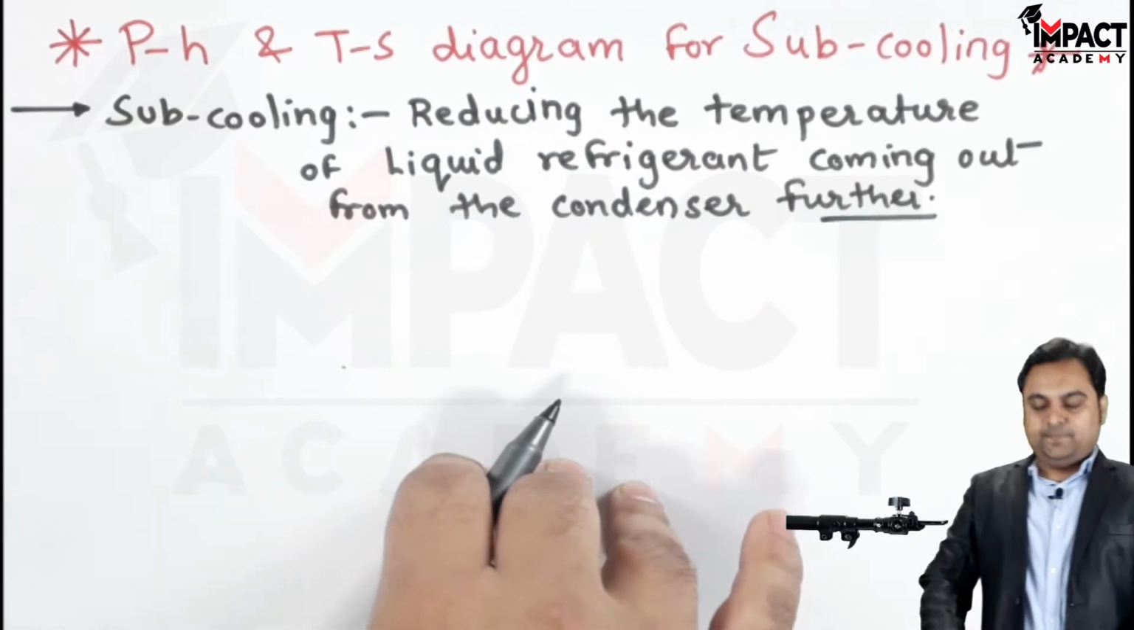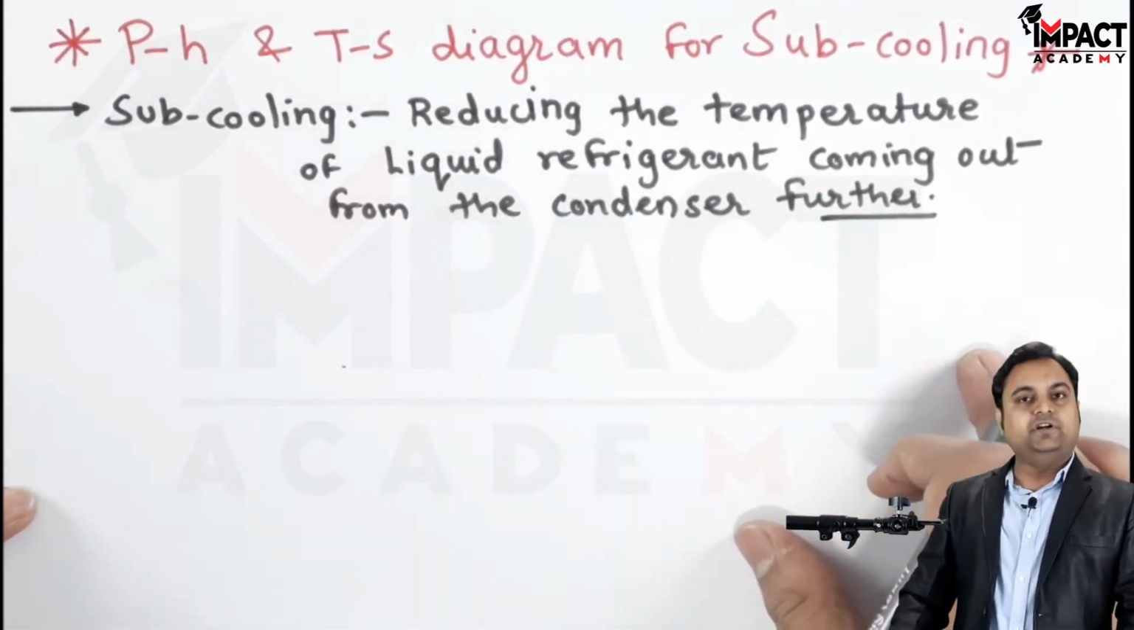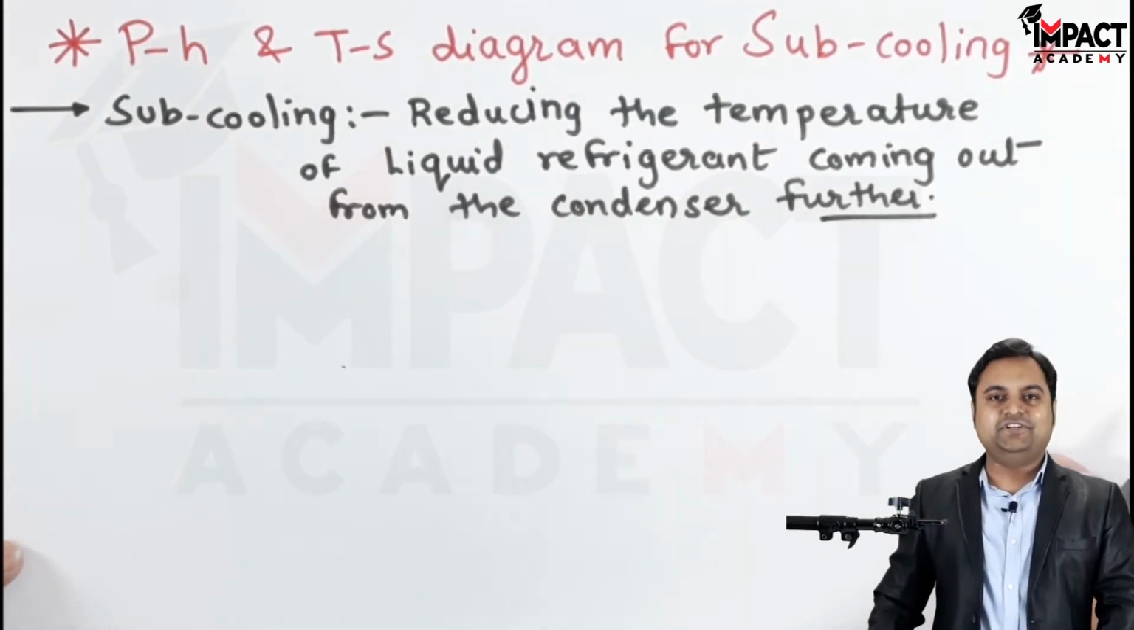So what is meant by subcooling? It is reducing the temperature of the liquid refrigerant coming out from the condenser further, and how it is done we can see with the help of pH and TS diagram.